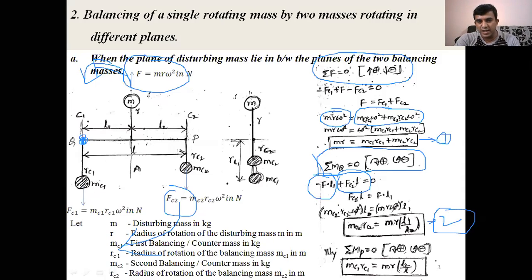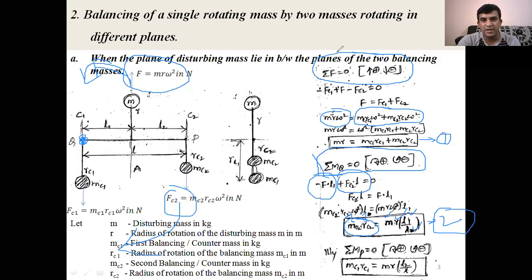Similarly, we can see that m c2 r c2 is equal to M into R into L1 by L. M, the disturbing mass, we know, and the radius of rotation of the disturbing mass we also know. L1 we know, L we also know. Now on the left hand side, for a given m c2, the second counter mass, I can easily determine the radius of rotation for the second counter mass. Or if I know the radius of rotation for the counter mass, then you can determine the second counter mass quantity in kg.